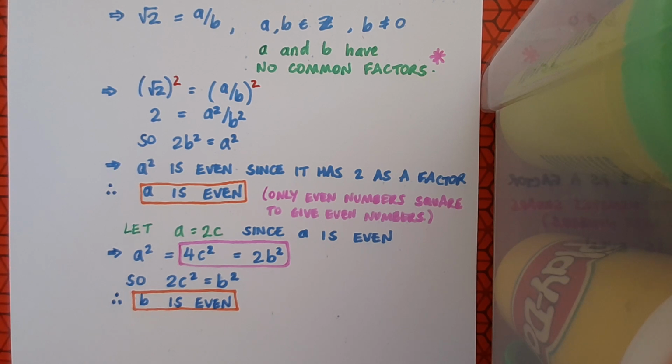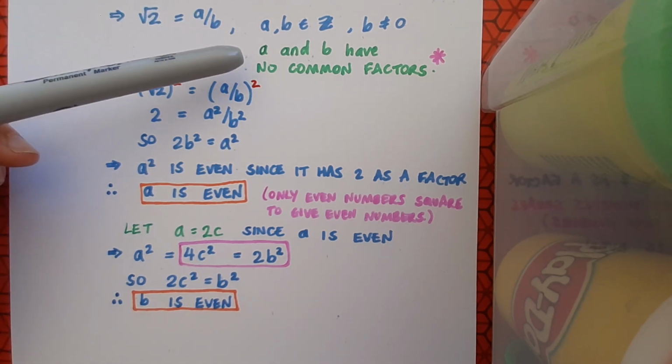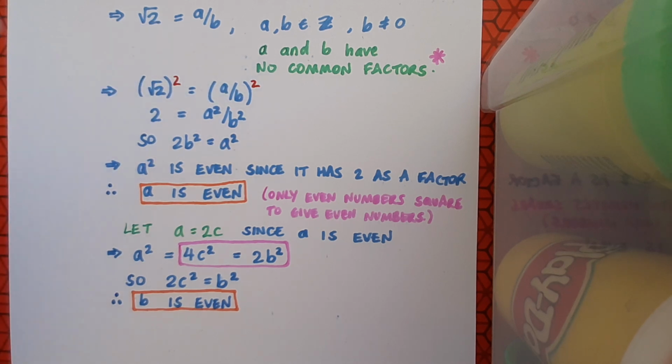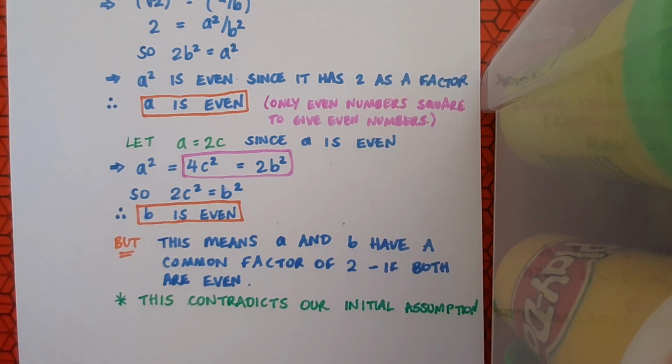But if I look back to earlier on, when we made this assumption that root 2 was rational, we had defined root 2 as a over b, and we had specifically said that if that's the case, a and b have no common factors. However, if a is even and if b is even, even numbers all have a factor of 2. So we run into our roadblock. I'll point this out and say, but this means a and b have a common factor of 2 if both are even. This contradicts our initial assumption.